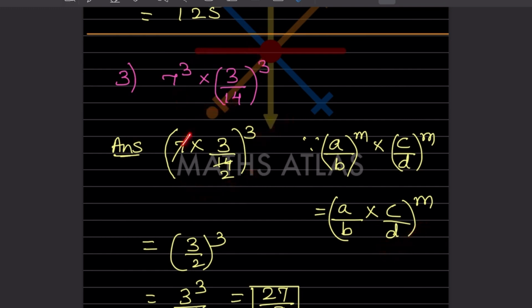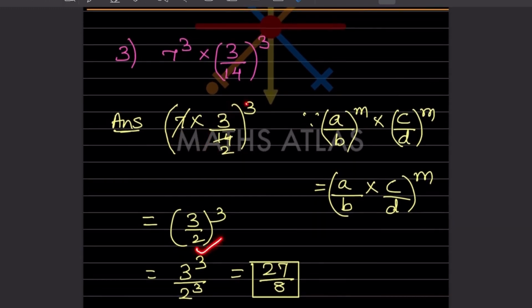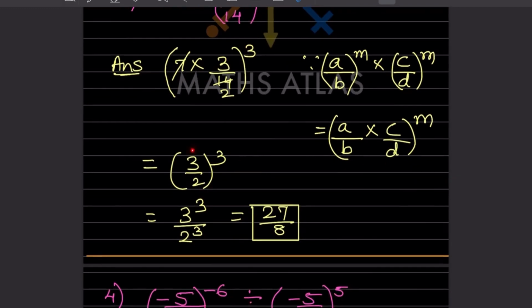So now we can simplify this. 7 ones are 7, 7 twos are 14. So this is going to be what? 3 by 2. This is what I wrote here, 3 by 2, and the exponent is 3. So that says that this is 3 raised to 3 and 2 raised to 3. And whenever you multiply 3 means 3 into 3 into 3, that is 27 by 8.